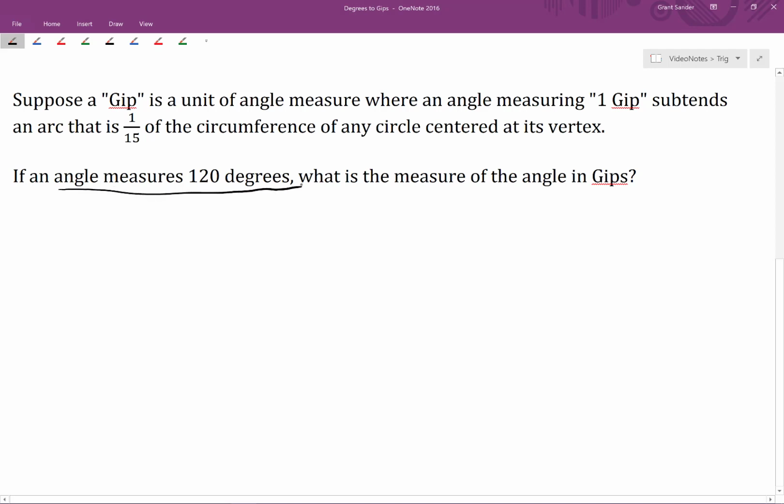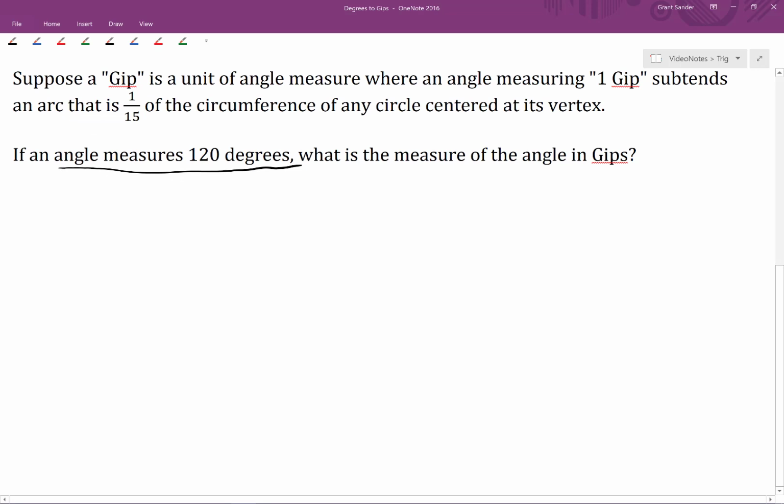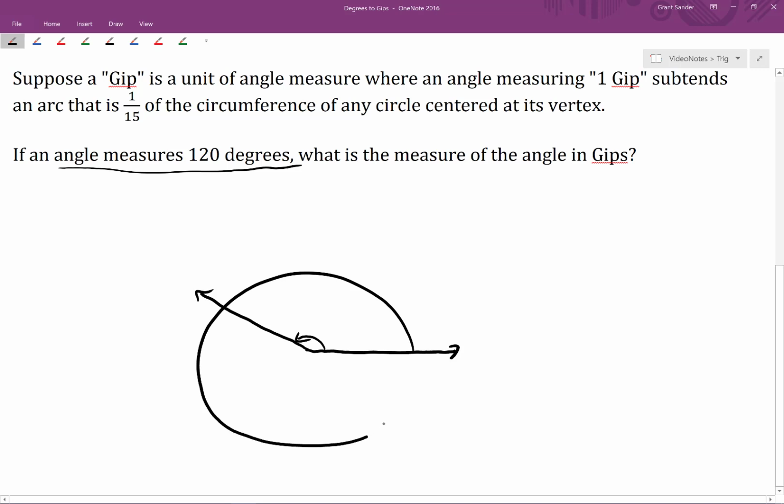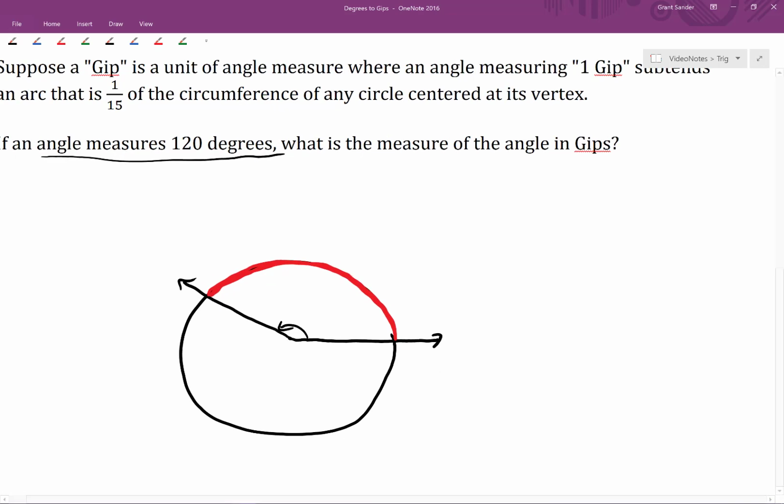Let's think about what the measure of this angle is in gips. So let's start by drawing a rough sketch of our angle. An angle measuring 120 degrees looks something like this. We'll go ahead and draw a circle centered at the angle's vertex. I'll do my best to draw a circle. And what we're doing is looking at the arc subtended by the angle's rays. So what we know is that arc is 120 times as large as 1/360th of the circumference of the circle.